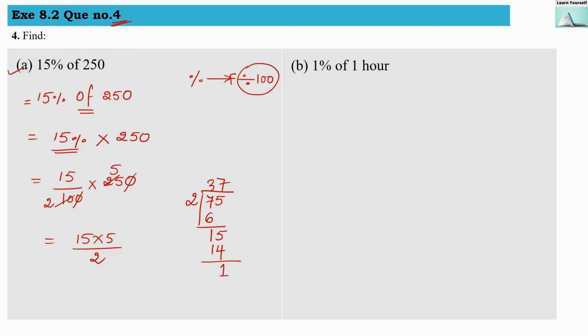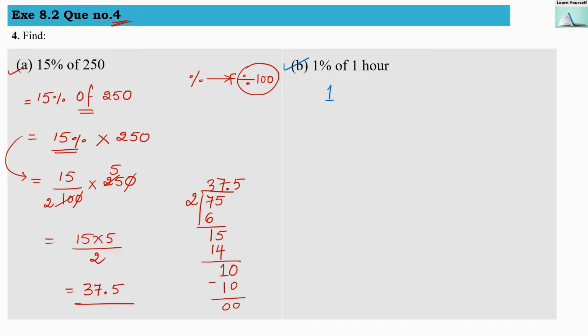Let us convert this into decimal. So here we are putting decimal. So 2 5s are 10. So 10 minus 10, we got here remainder 0. So our answer is 37.5.